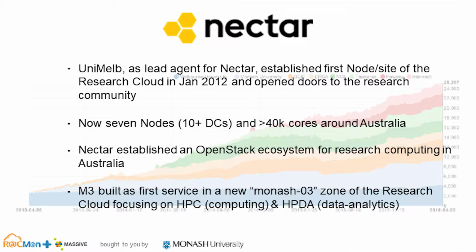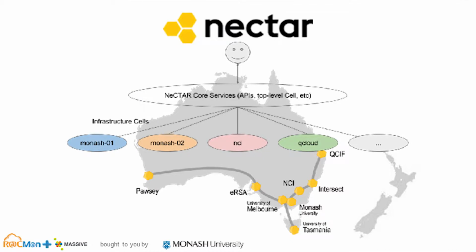So that's now sadly 7 nodes around Australia. I'll get to that in a moment. But University of Melbourne is the lead agent, and one of the things I'm going to cover here today is the system M3 that we built as an extension to Nectar at Monash, which is sort of a private part of the research cloud for particular projects at Monash. So that was the original picture of Nectar.